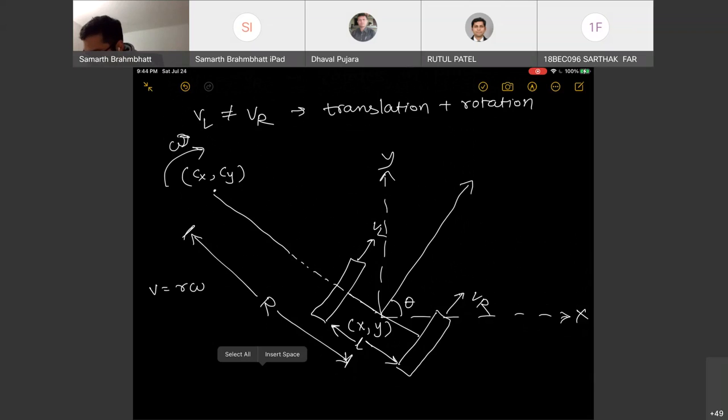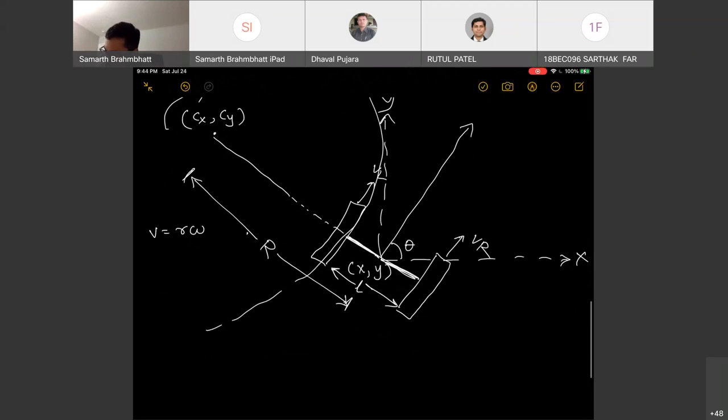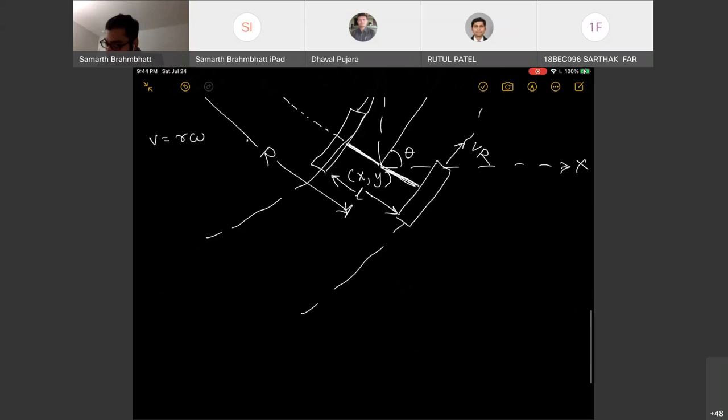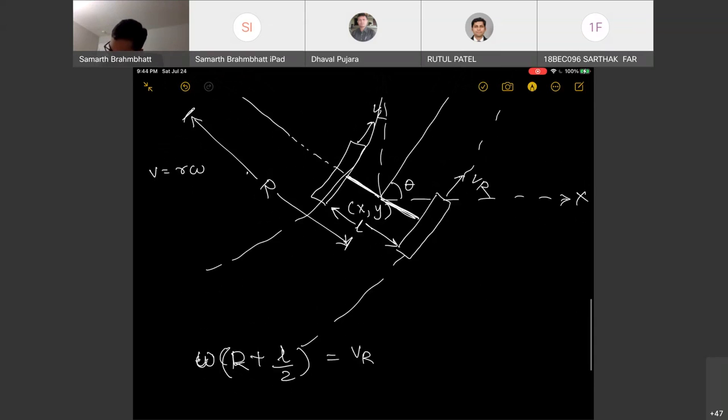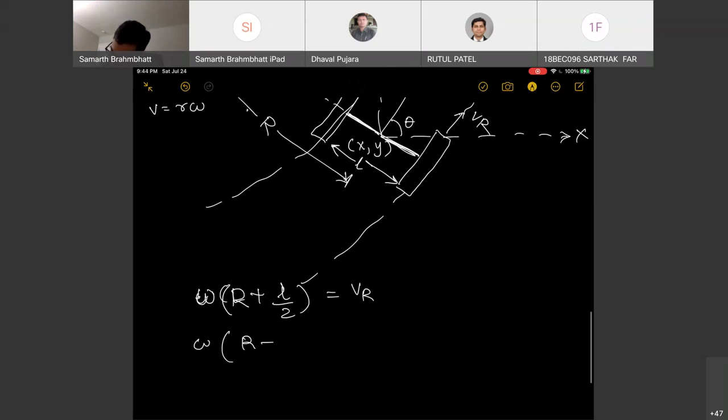For the left wheel, the radius of rotation is going to be this capital R minus half the width of the robot. And for the right wheel, it's going to be capital R plus half the width of the robot. You can imagine this kind of circle and then another circle like that. So these are circles of two different radius. So we know that omega times R plus L by 2 is my right wheel velocity. And omega times R minus L by 2 is my left wheel velocity.